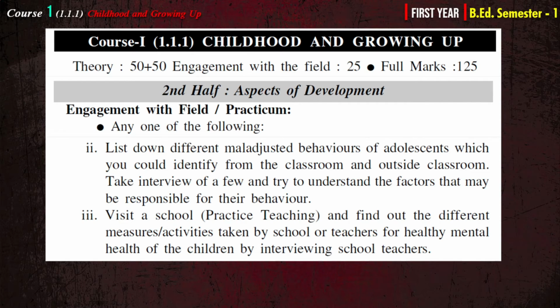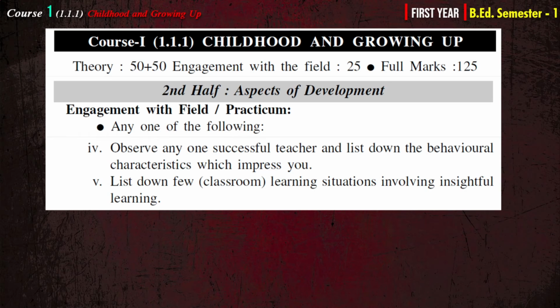The second one is list down different maladjusted behaviors of adolescents which you could identify from the classroom and outside classroom. Take interview of a few and try to understand the factors that may be responsible for their behavior. Third one is visit a school, that is practice teaching, and find out the different measures and activities taken by the school or teachers for healthy mental health of the children by interviewing school teachers. The fourth one is observe any one successful teacher and list down the behavioral characteristics which impress you. And the last one is list down few classroom learning situations involving insightful learning.